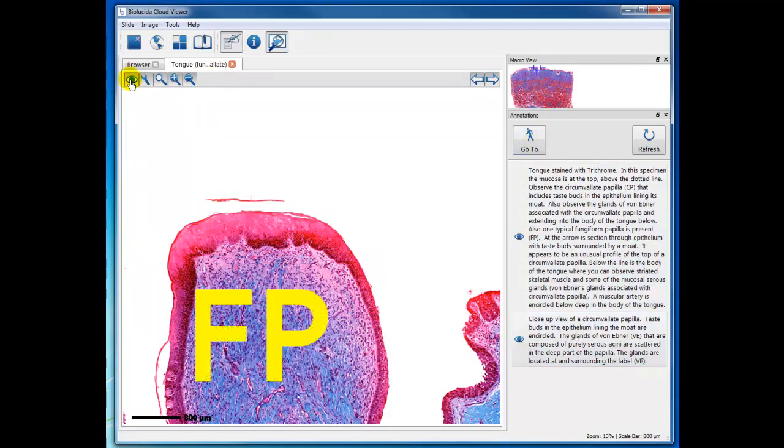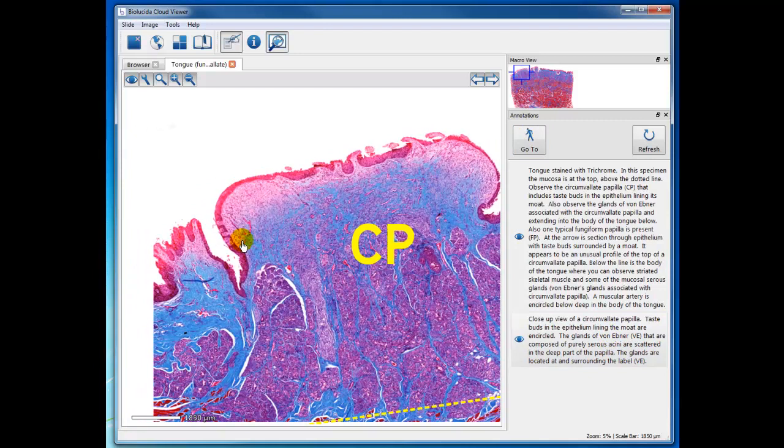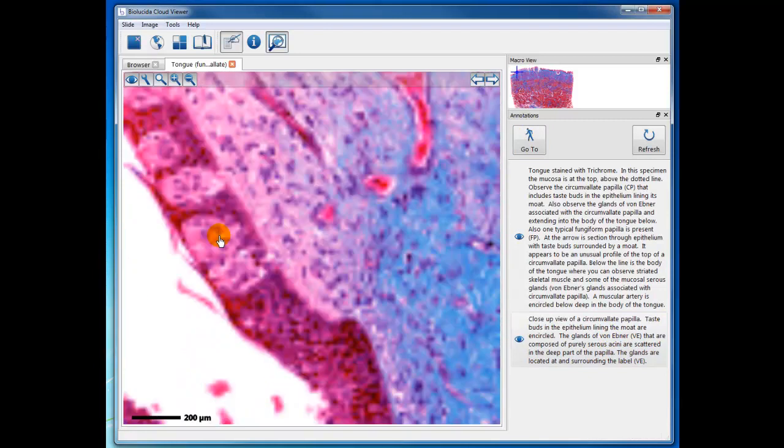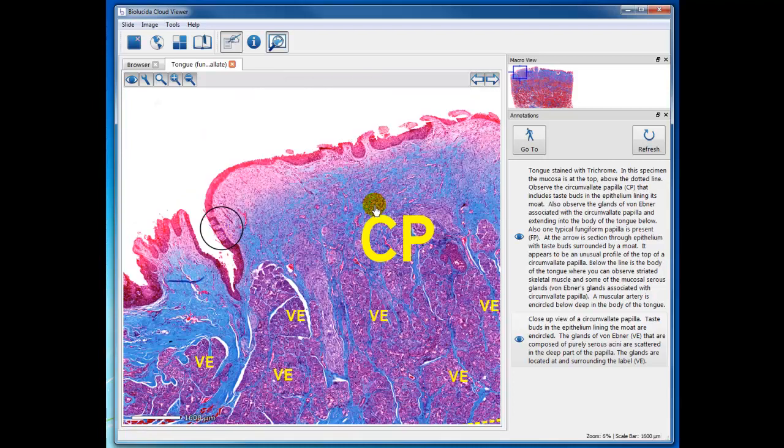I'm going to put the annotations back and go to the last. And so that's just showing a close-up view of the circumvallate papilla. And circled over here are taste buds. Right there. Okay, so that concludes the tour of the tongue.